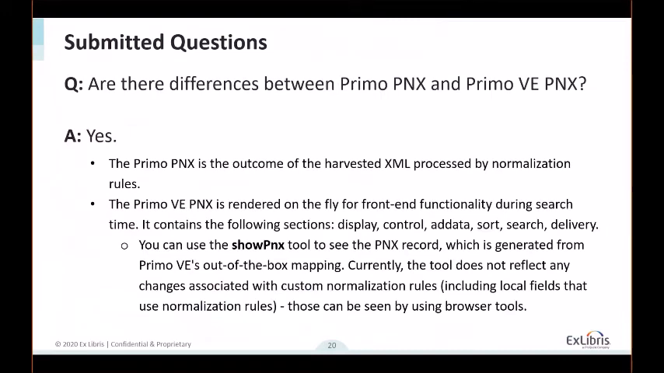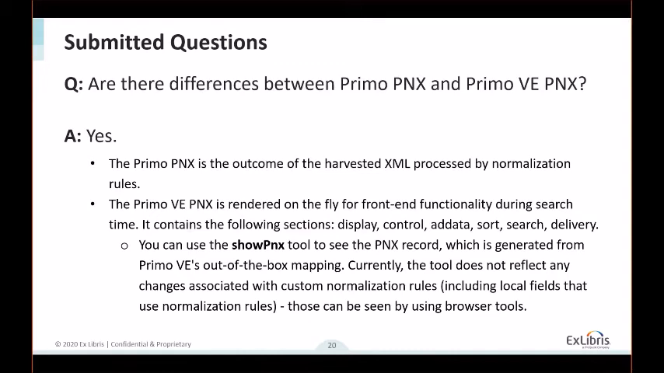Are there differences between the Primo PNX and the Primo VE PNX? Indeed, yes. The Primo PNX is the outcome of the harvested XML processed by normalization rules. These PNX records are held in the Primo database, whereas the Primo VE PNX is rendered on the fly for front-end functionality during search time. Primo VE PNX contains display, control, addata, sort, search, and delivery sections, as opposed to the Primo PNX, which holds 13 or 14 sections.